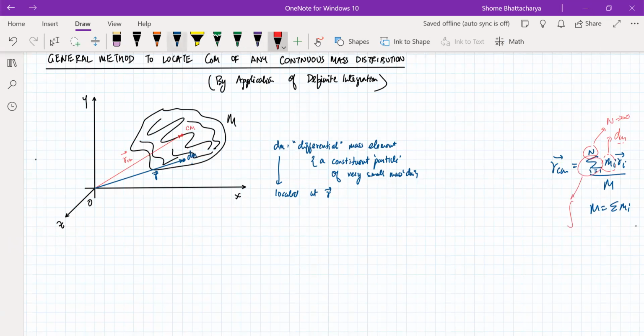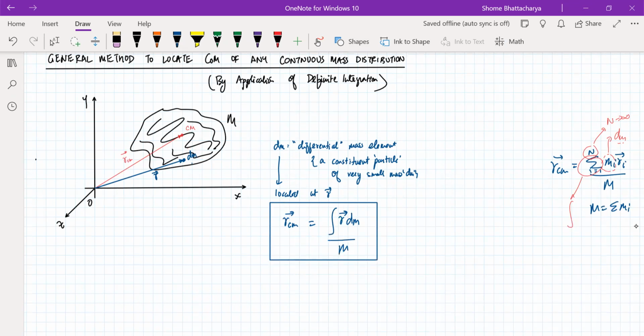So this formula therefore becomes that the position of the center of mass is, instead of summation, integration of r dm, where mi is replaced with dm, divided by total mass. So this becomes a general idea. This is now the general method by which we'll locate the position of the center of mass.